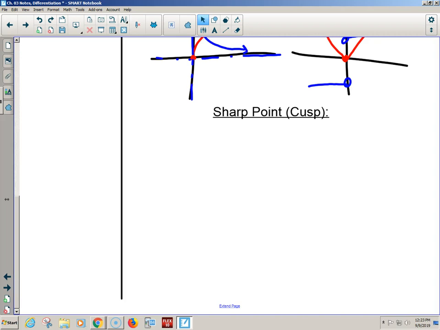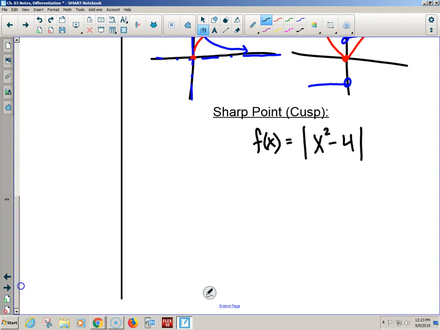Okay, one more case, I forgot about it. I have this graph, but what's the function? What if I was to give you the absolute value of a quartic polynomial? Oh, no. There we go. Got it. How about the absolute value of x squared minus 4?